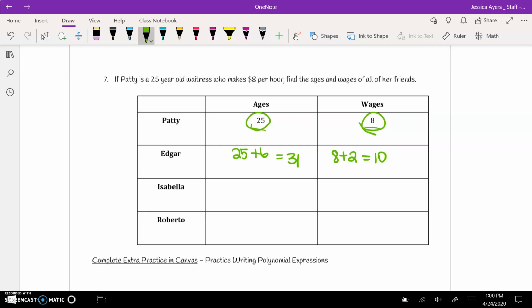So you should finish number 7 and then complete the extra practice in Canvas, practice writing polynomial expressions. You can also refer to the key that is also in your module to make sure that you've done the questions correctly.